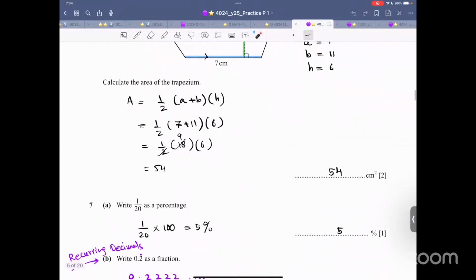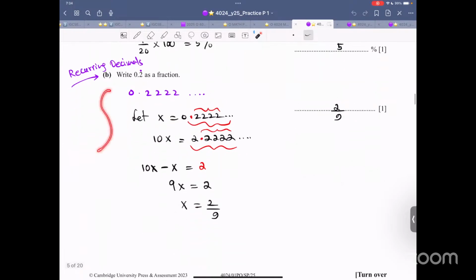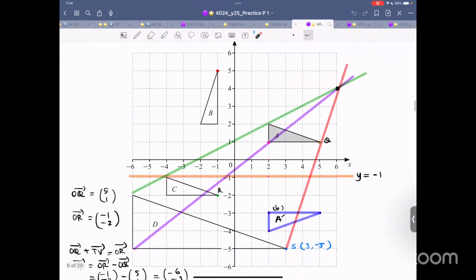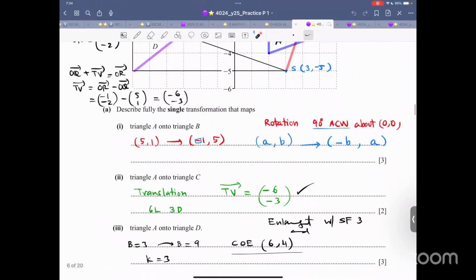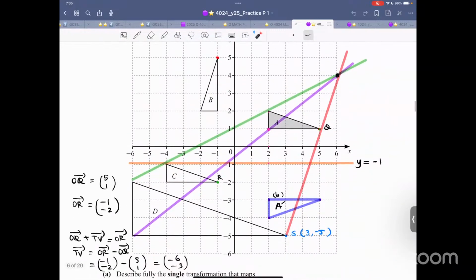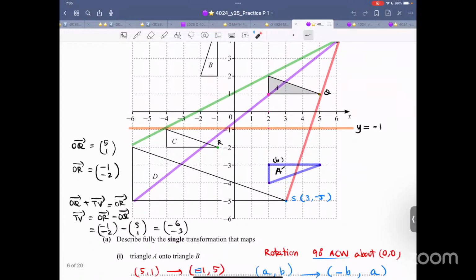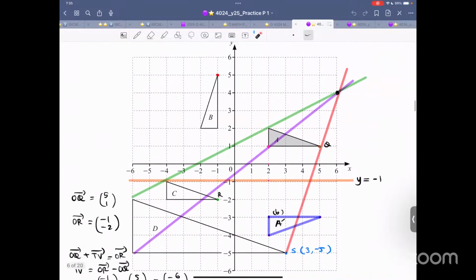Something about trapezium, converting percentage to decimals, recurring decimals, something that is new. And then this thing, this was the paper that I practiced that day. And there was a paper similar to this. That is about transformation. A lot of people ask about transformation. So one thing that people ask is, how do you find the center of enlargement? So you join corresponding points.